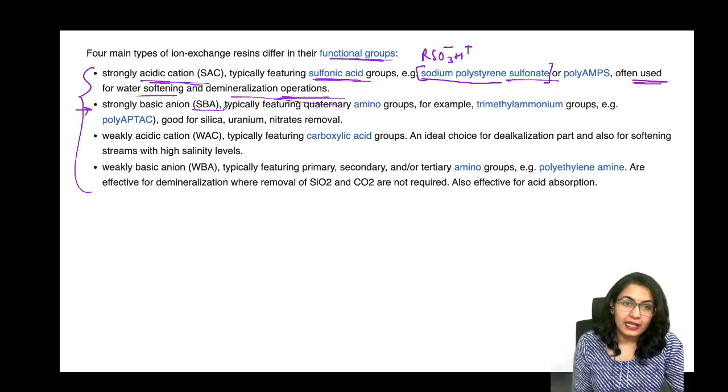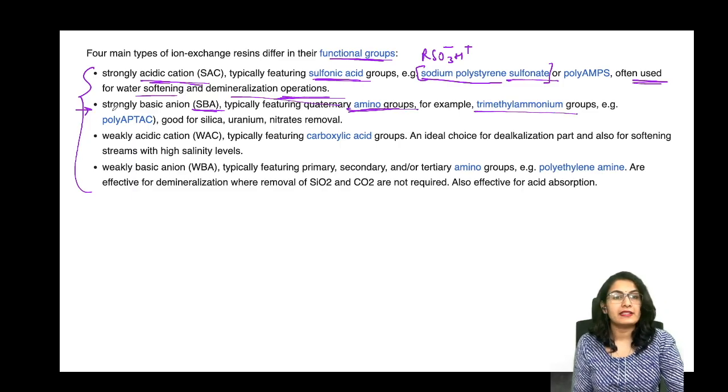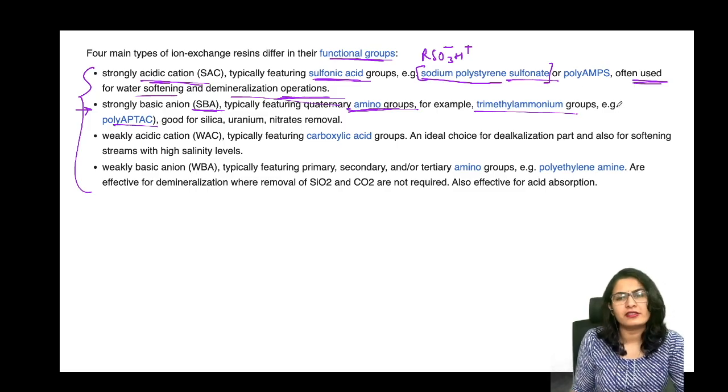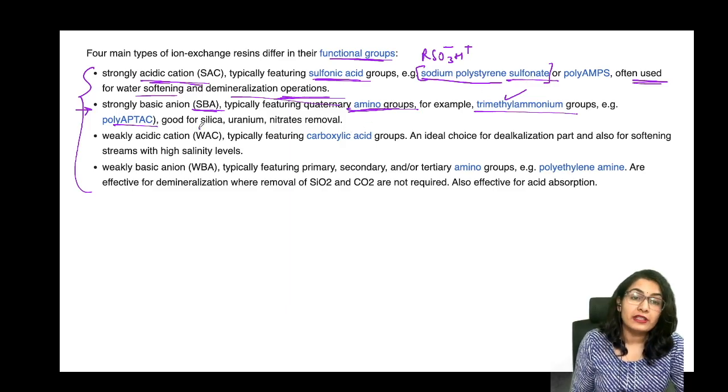Strongly basic anion, typically featuring quaternary amino group. For example, trimethyl ammonium group. You can just remember the trimethyl ammonium group. That will be all. Good for silica, uranium and nitrates removal.